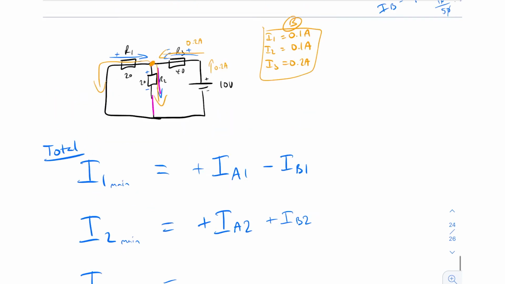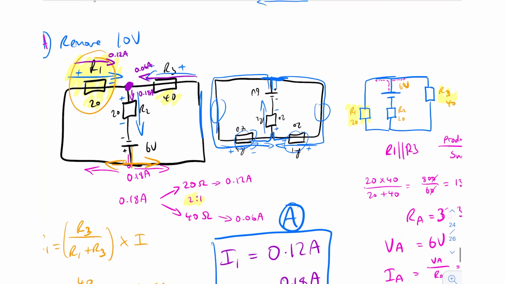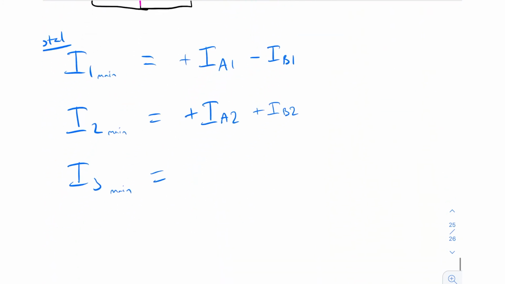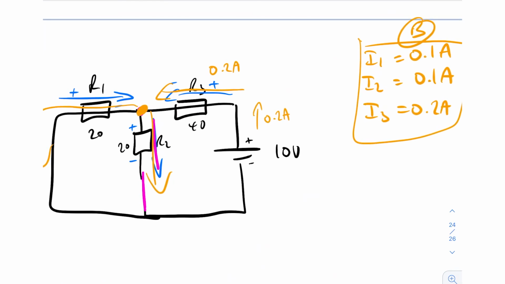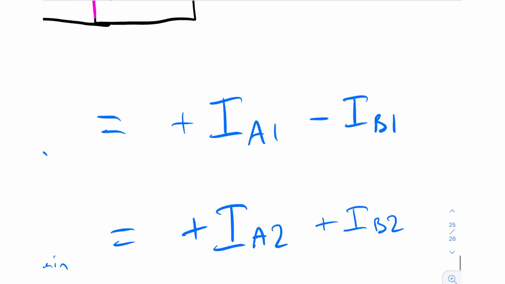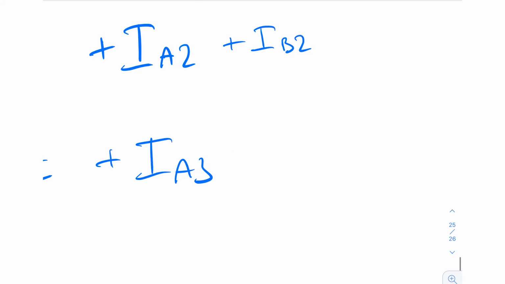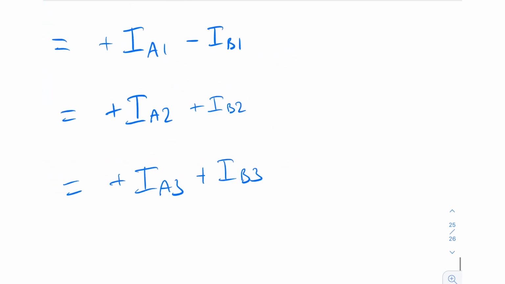And then finally I3, let's check the main direction. As you can see over here, purple and blue are both going the same direction. So that means that we've got plus IA3, and then check R3 over here. Our I3 is going in the same direction. So we've got plus IB3. And there you have it.